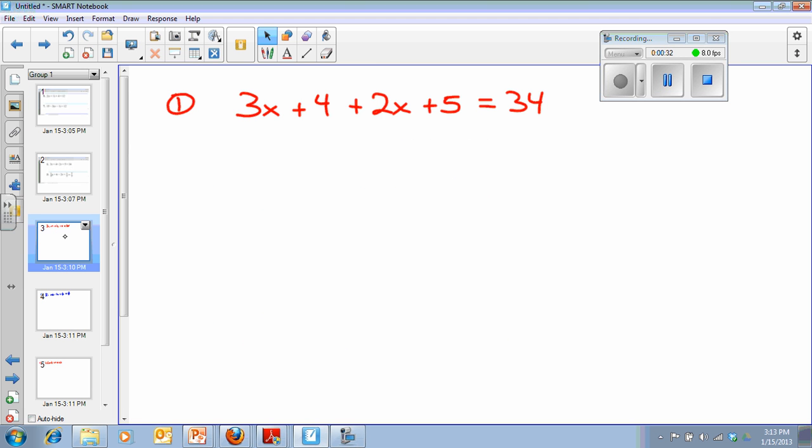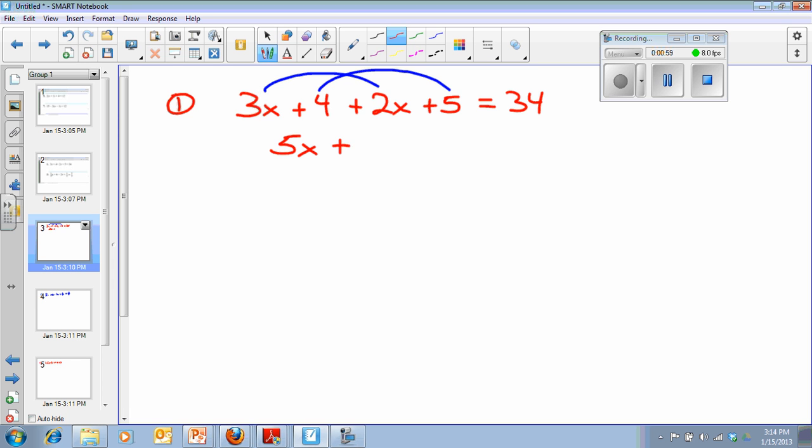So we're going to start with problem number 1. When I look at this, I have 3x plus 4 plus 2x plus 5 equals 34. The first thing I'm going to do is try to combine like terms. So if I put the 3x and the 2x together, they're like terms, so 3x and 2x becomes 5x. I also have some constants, some numbers. The positive 4 and the positive 5 go together. I'm going to put those together to simplify, and that would be a positive 9. All of this equals 34.